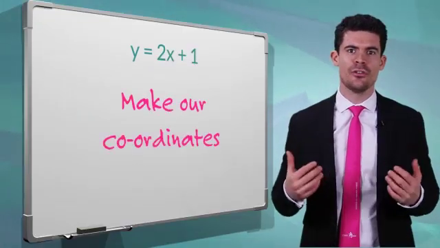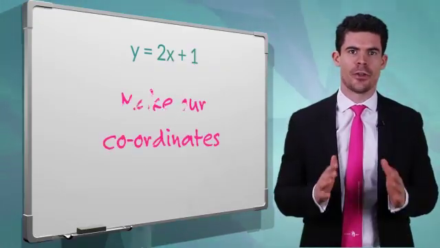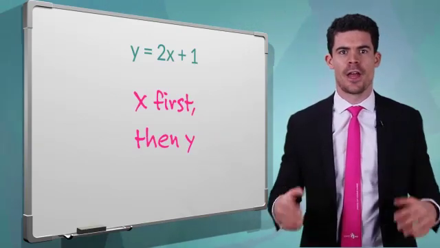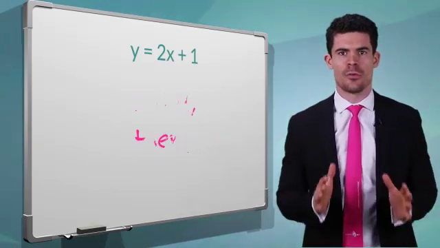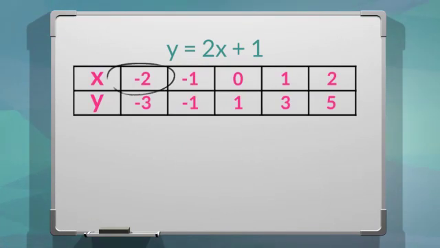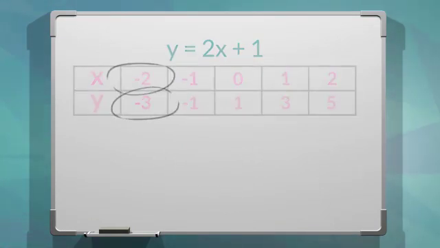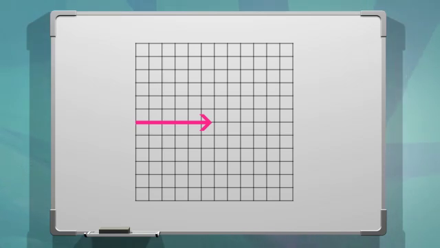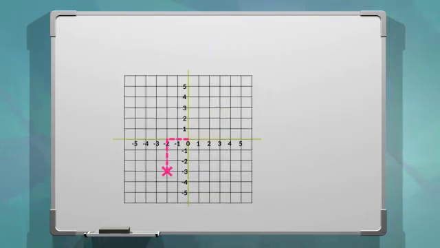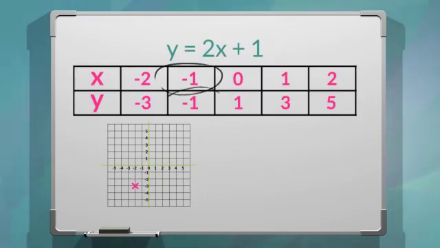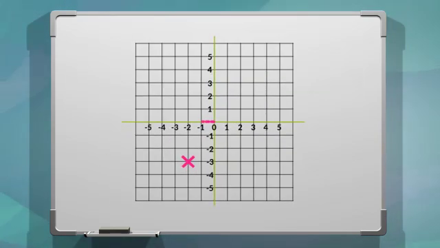Now, we can use these numbers to make our coordinates. Don't forget that x goes first, then y. Let's start with the one on the left, -2, -3. Remember now, when plotting coordinates, we go along the corridor and then up or down the stairs. So let's find -2 on the x-axis, then go down to -3 and put a cross there to mark the spot. Now, take -1, -1. We find -1 on the x-axis, then go down to -1 on the y-axis and mark this with a cross as well.